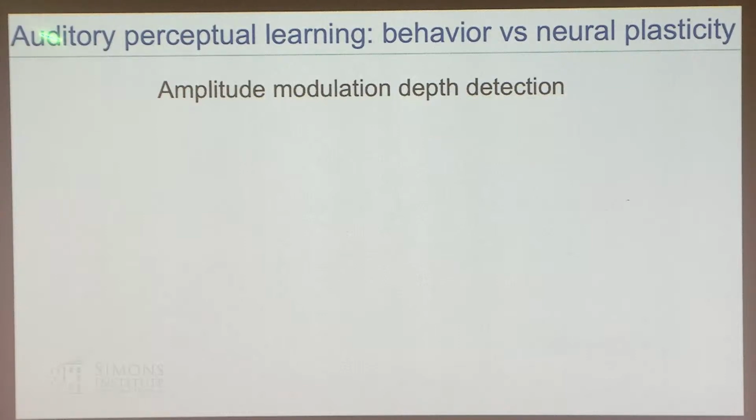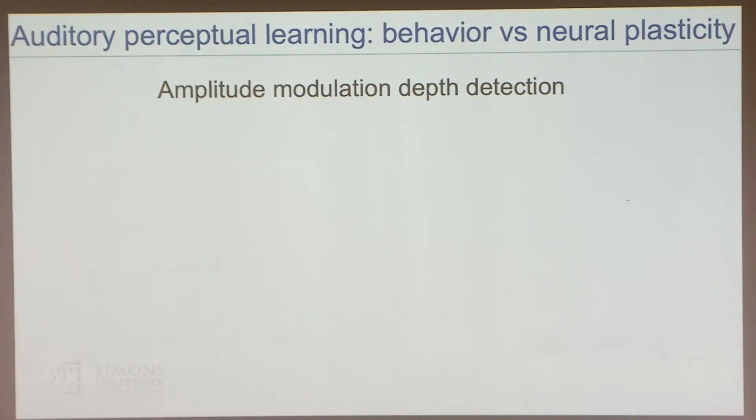So we actually did the same thing. We did use a different task, but we wanted to find out whether there was any sort of neural analog of this sort of plasticity, skill learning. So we used a different task than Bev Wright's group. We used amplitude modulation depth detection.